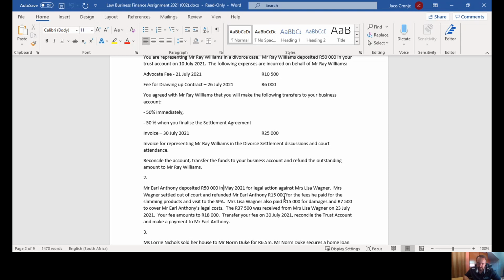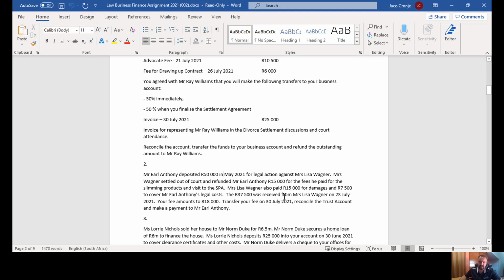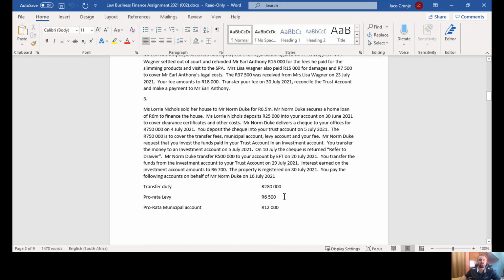Your fee amounts to 18,000 Rand. You transfer your fee on 30 July, reconcile the trust account, and make payment to Mr. Earl Anthony. So that's also relatively simple. So all the amounts come, there's an opening balance of 50K, all the amounts come in, you transfer your fee to business, and whatever is remaining on his account, you transfer back to him.